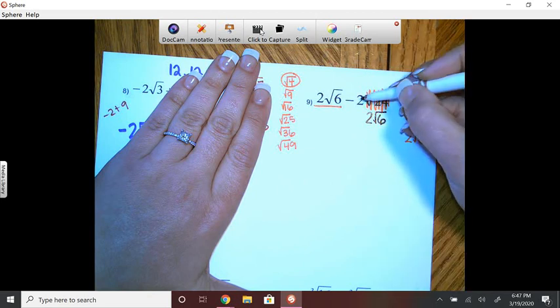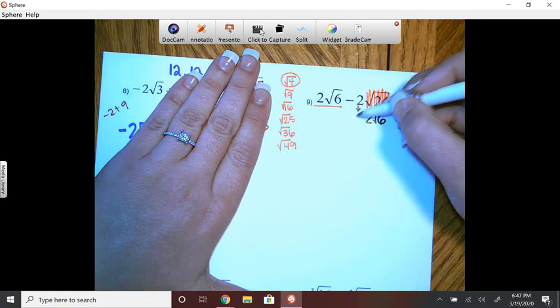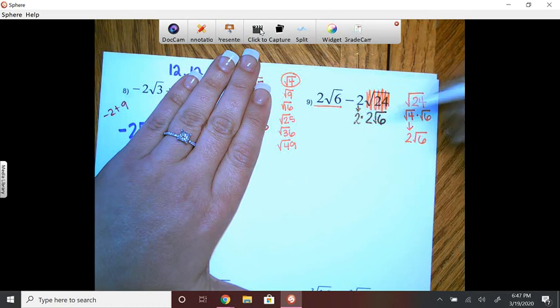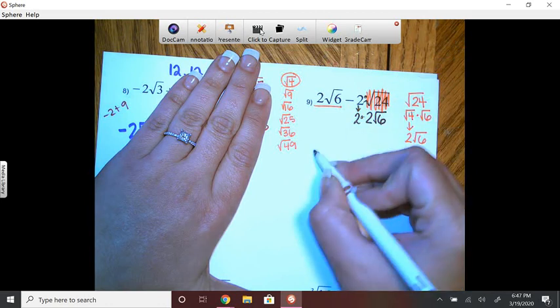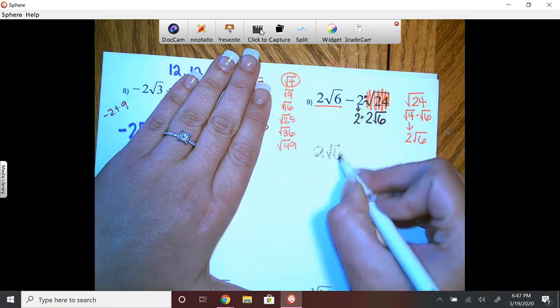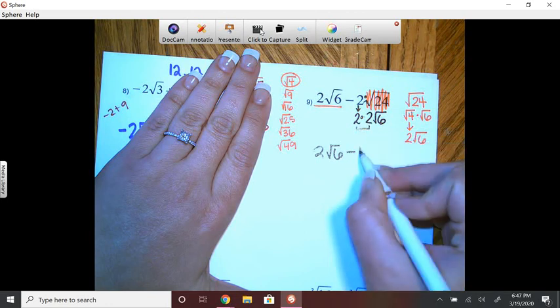And then this 2 is already here, so we're going to bring it down. And remember, there's multiplication going on right there, because a 2 next to a radical, when there's nothing in between, it means multiply. So now our problem becomes 2 rad 6 minus 4 rad 6.